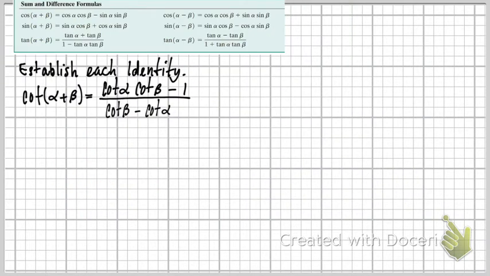So now we're going to verify this identity. So the first step is I'm going to write everything in terms of sines and cosines for all of these pieces here.